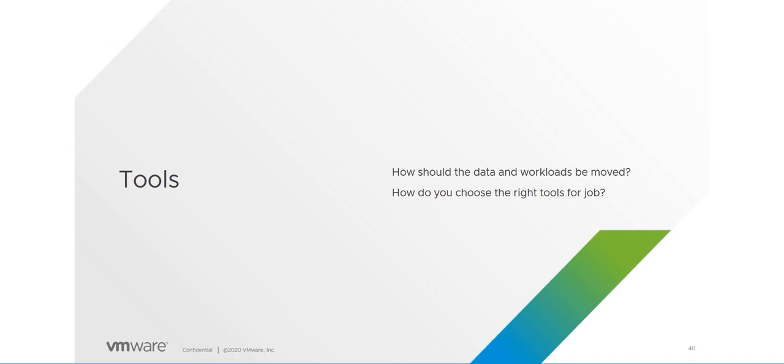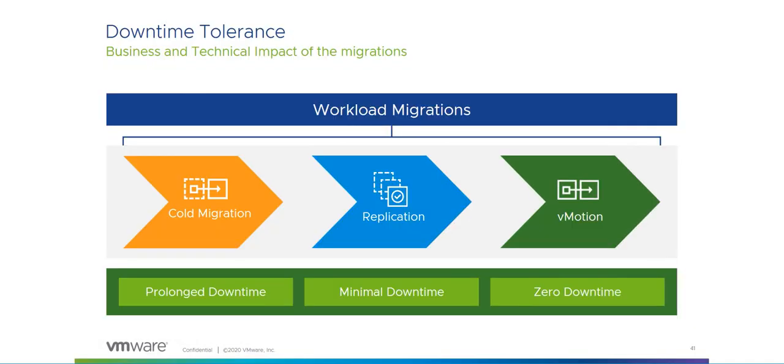So when it comes to tooling, this is probably one of my favorite subjects to talk about when it comes to how we choose those opportunities and those migration strategies moving forward. When we look at the requirements that we've already built, we've looked at data dependency, we've looked at downtime tolerance. Now we can start to get a picture of how we approach the migration waves and how we start building those migration waves. Usually prolonged downtime can be used leveraging cold migrations.